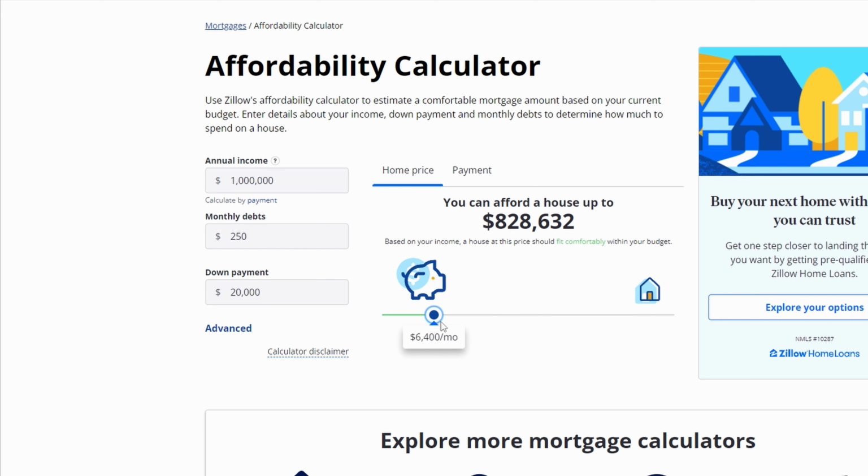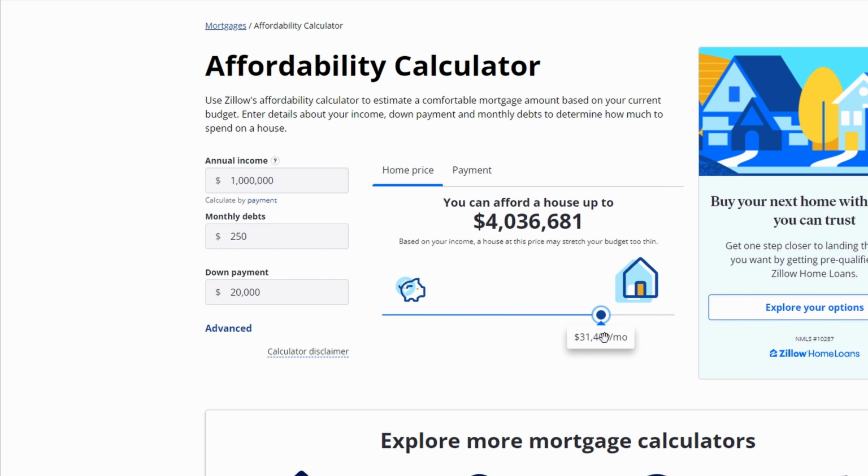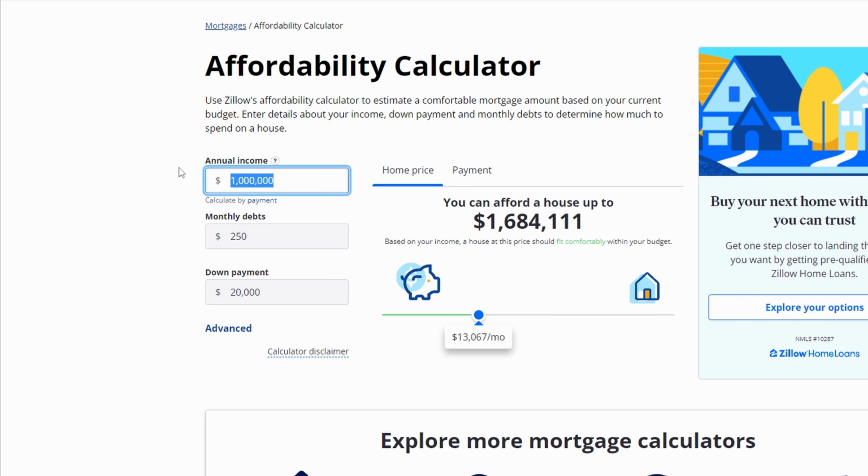So you start coming over here. Now it's getting more to the side of the house, right? So you're not really in the green anymore. Right here, this might stretch your budget thin if you were to buy a house that was $4 million. So let's go over here. Let's use a more normal number here. I just wanted to do that for scale.